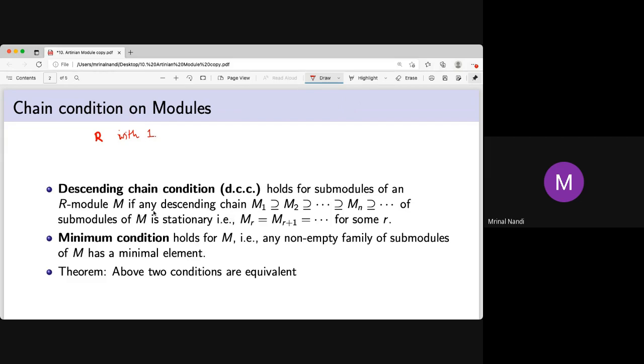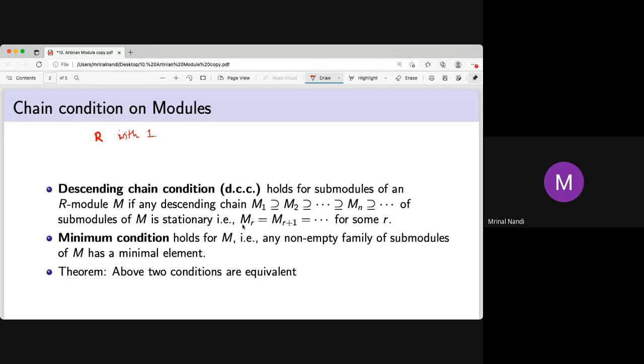Now, this is the descending chain condition. A descending chain of submodules M1, M2, ..., Mn, ... are submodules of M. Say M2 is a subset of M1, M3 is a subset of M2, and so on. Then this chain must be stationary. That is called the descending chain condition. Stationary means that after some step, say M100 equals M101 equals M102, and so on. After some step, the submodules must be constant.